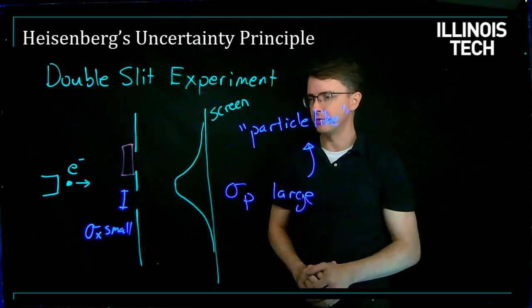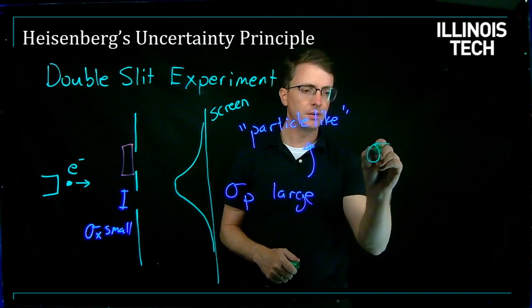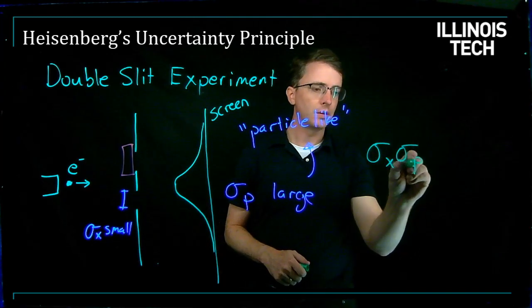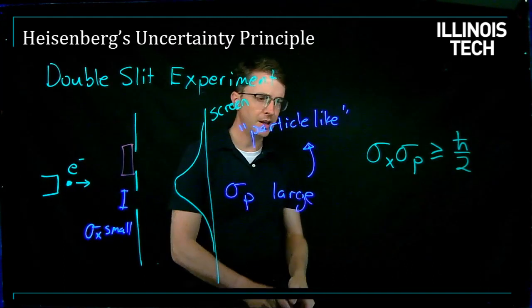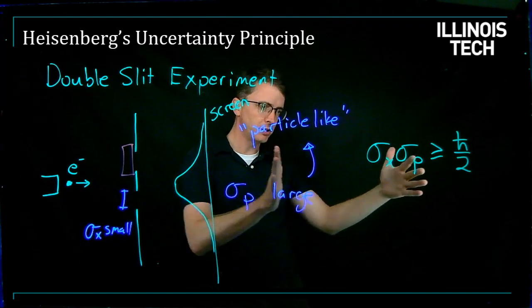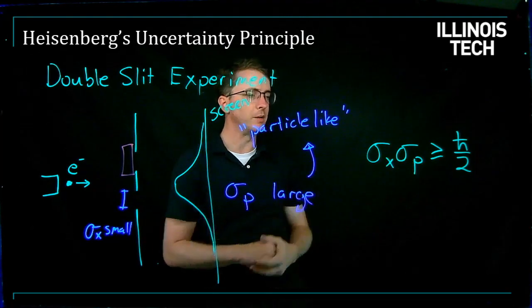So that's another reflection of the uncertainty principle. Sigma x times sigma p is larger than or equal to h bar over 2. If I localize the electron, I force it into a small area, sigma p will get large and I will lose the wave-like behavior.